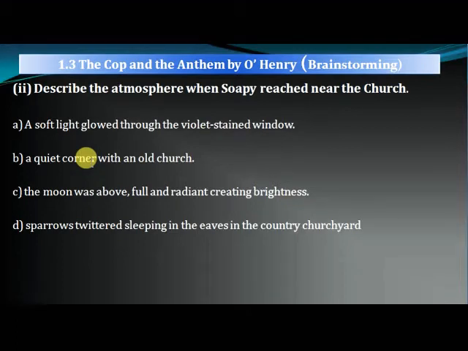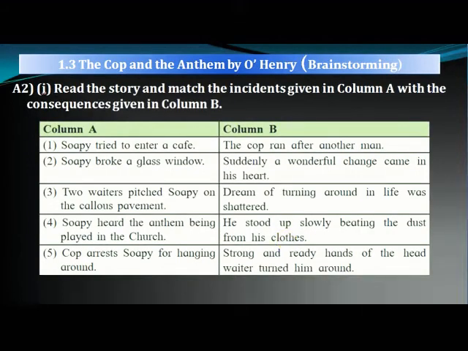So let us see the next one. In this particular activity, A2, the first one: read the story and match the incidents given in column A with the consequences in column B. Here in column A are given the incidents and in column B are the consequences, meaning what happened after that. We have to match them. So let us begin with the first one.